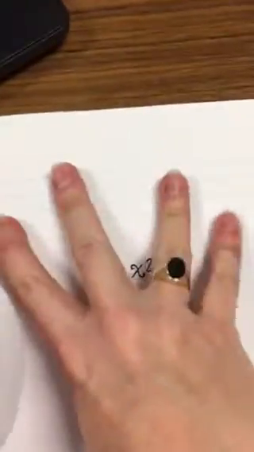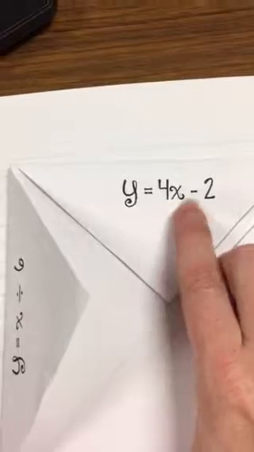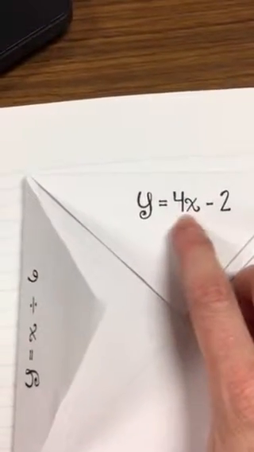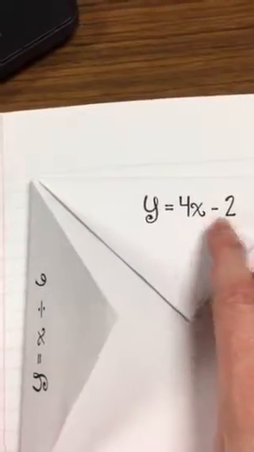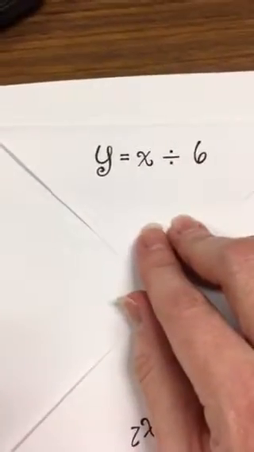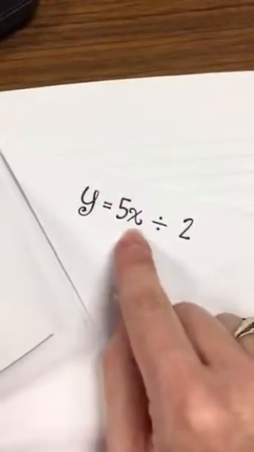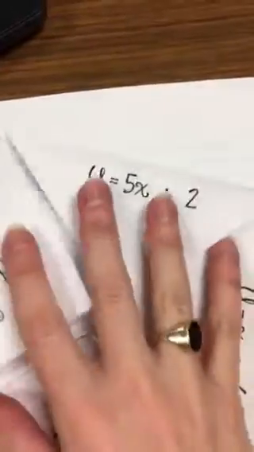So you're going to do that with each of those. You have 4 functions to do. Y equals 4x minus 2. Remember what 4x means. It means 4 times whatever x is, and then you subtract 2. Don't forget your order of operations. And then this one says y is equal to x divided by 6. And then your final one says y is equal to 5 times x divided by 2.